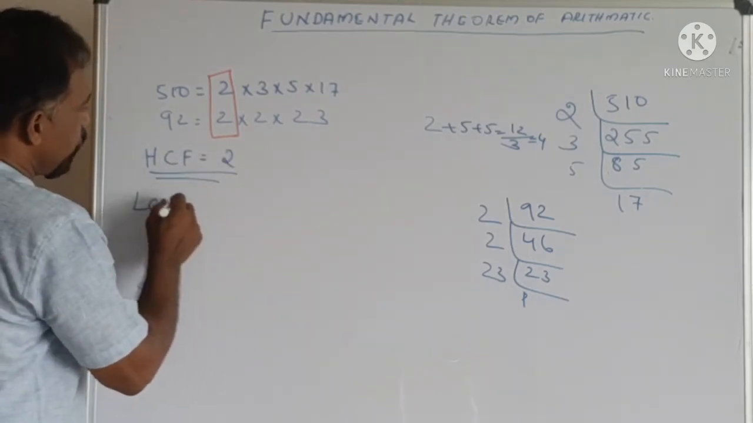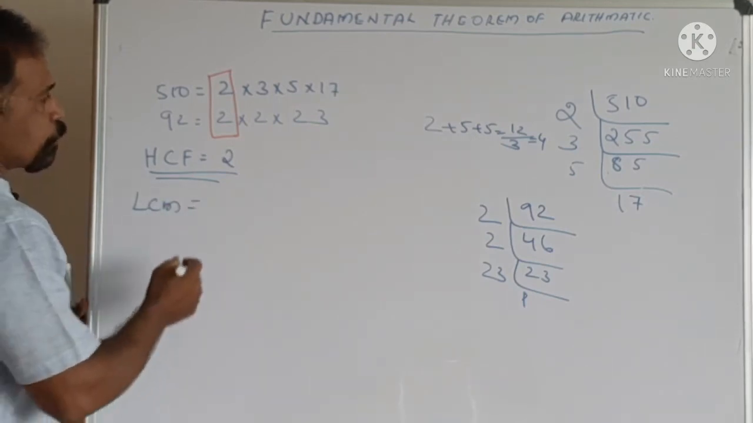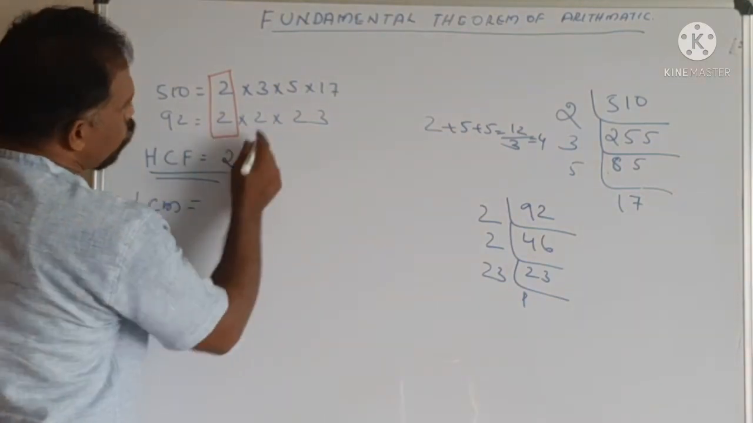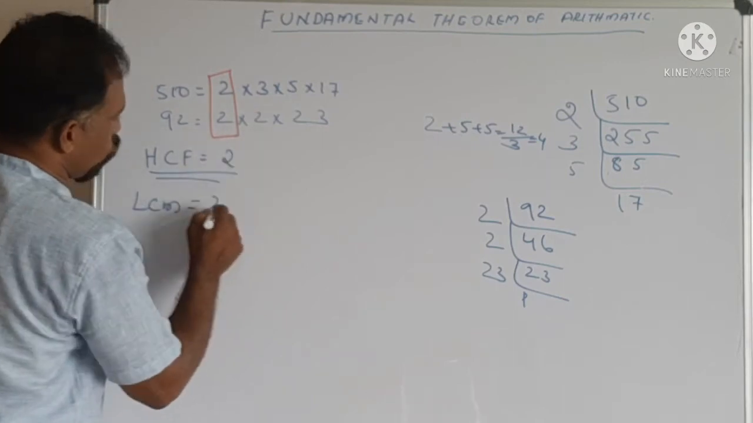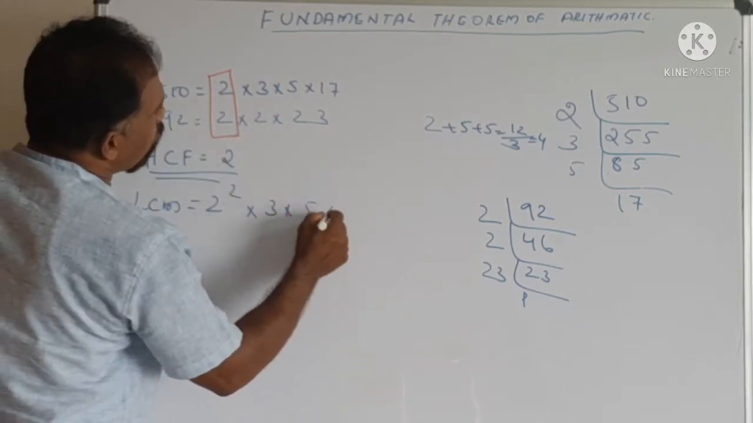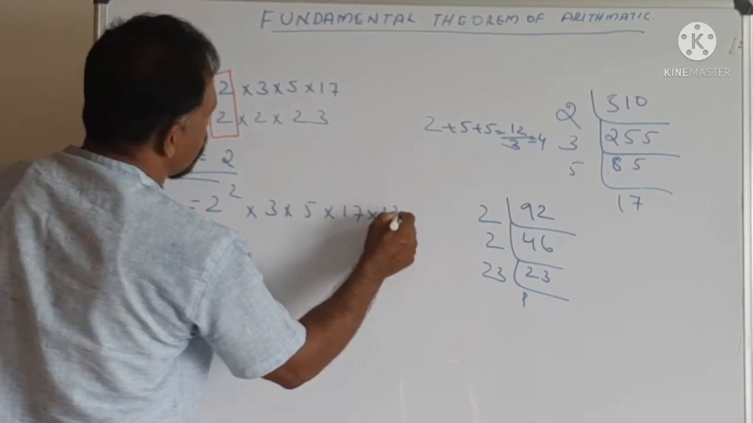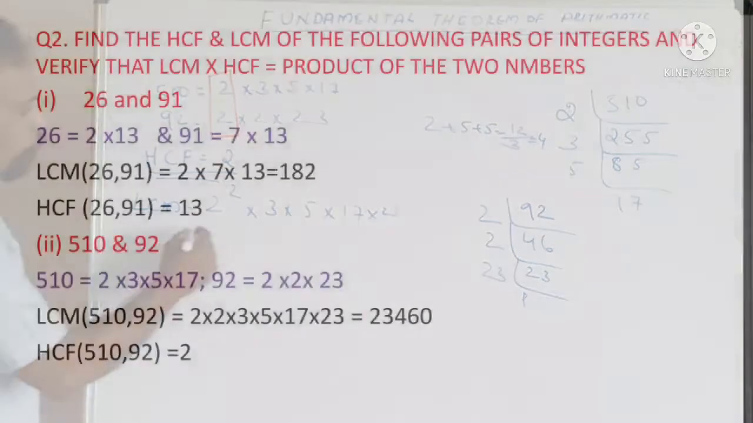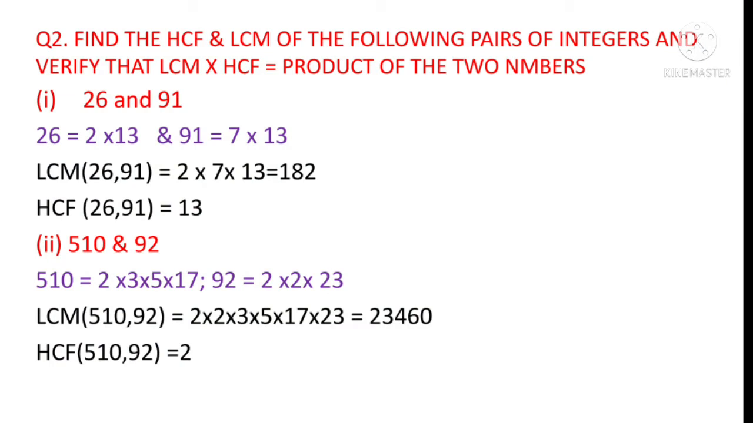The LCM will be the greatest power. Greatest power of 2 is 2 to the power, only 2 to the power 2. And 3, there is only one 3, and 5 and 17 and 23. So this is equal to 23,460. So this is how we find out the SCF and the LCM.